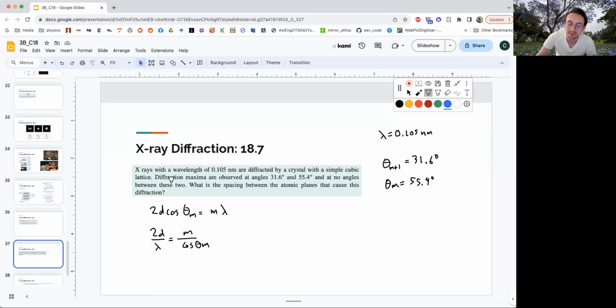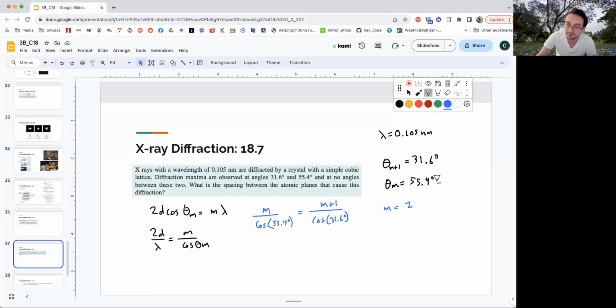Since the d and the lambda are the same for both angles in this problem, what we can say is that m over cosine of theta m, which is 55.4 degrees, equals m plus 1 over the cosine of theta m plus 1, which is 31.6 degrees. We can evaluate this expression and solve for m. When I did that, and I encourage you to try it out as well, I got m equals 2.